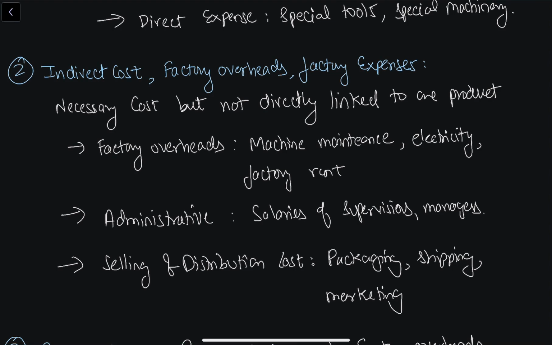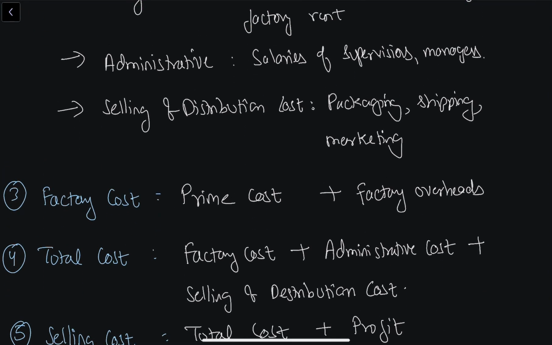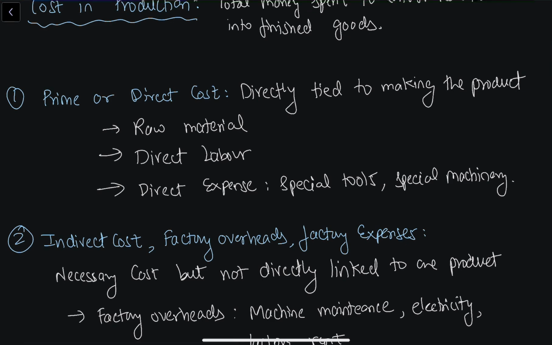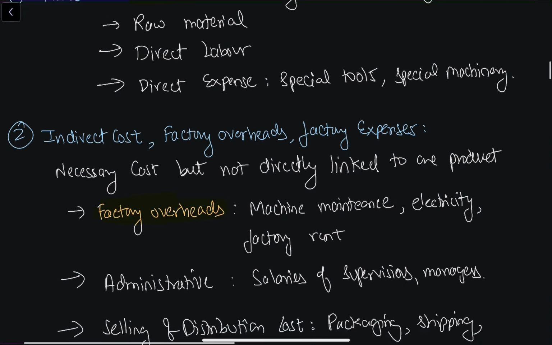Because without that, you cannot sell the product. Then we have a factory cost. What is the factory cost? So factory cost is nothing but your direct cost and the factory overhead cost. So your direct cost is nothing but which is associated with the cost, and you have your factory overheads. So addition of this cost is called factory cost.